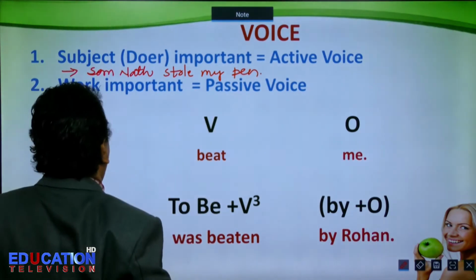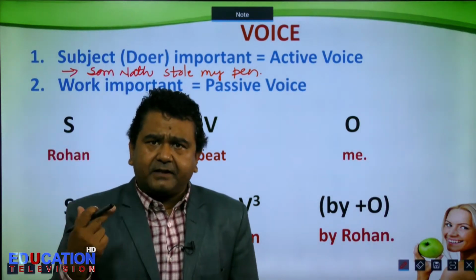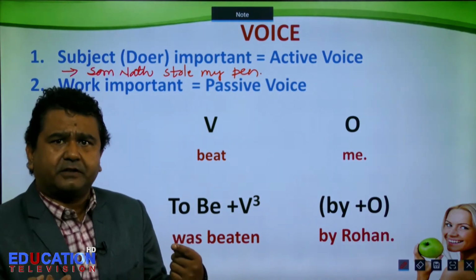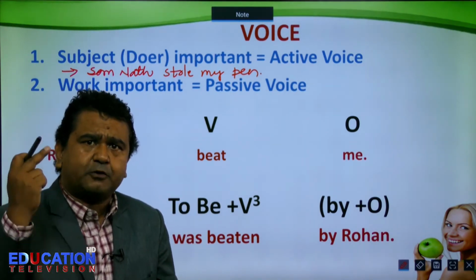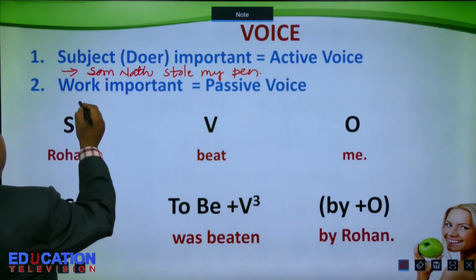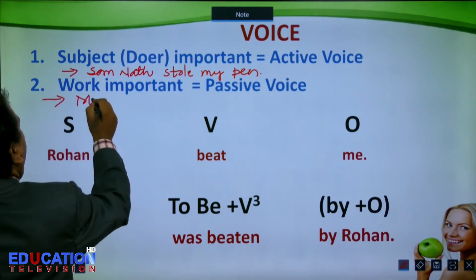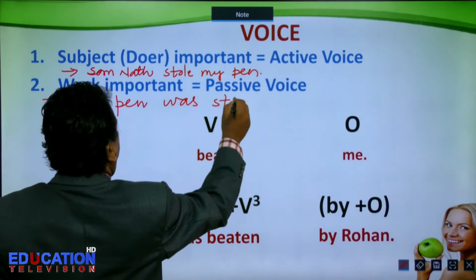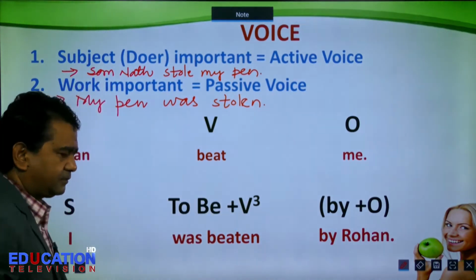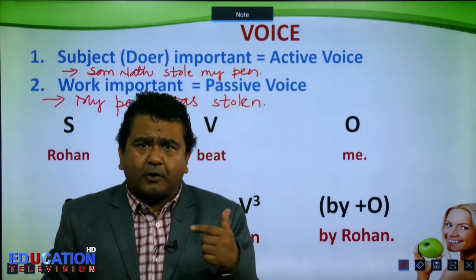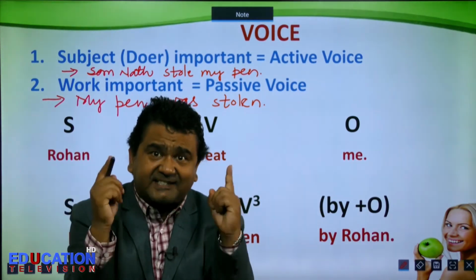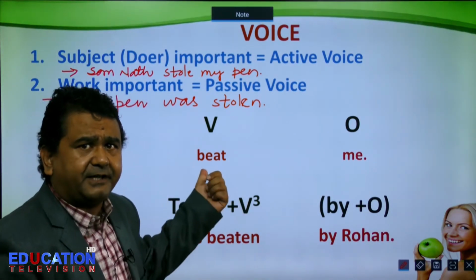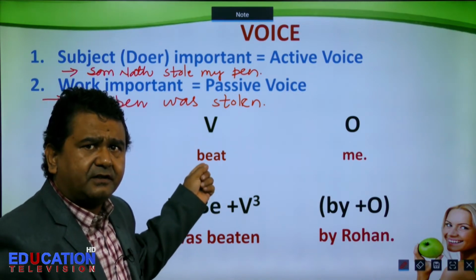Somnath stole my pen. But when the work done is more important than the doer, or when the work done is more important than the subject, we use passive voice. For example, my pen was stolen. In this sentence, who stole is not important, but the fact that my pen was stolen is important. So we've written here the sentence in the passive form.